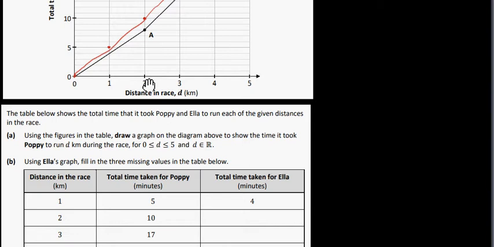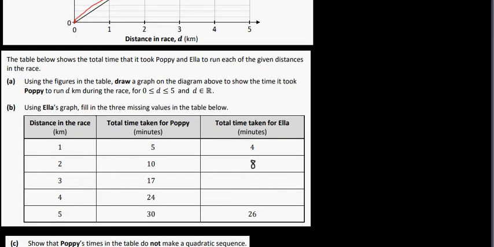So 2 kilometers is actually at the point A, and if we go over here we see that it's 5, 6, 7, 8, 8 minutes. So for 2 we should put in 8. For 3, we just move this down a little bit. For 3 we have 3 here, so we're going to go up to the graph here and across here to 14. So 3 is going to be 14.